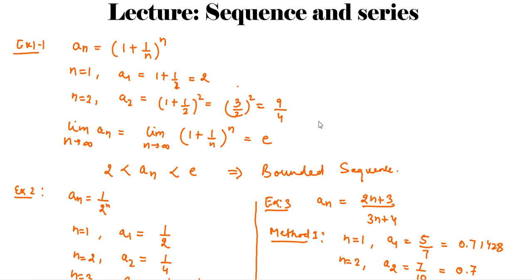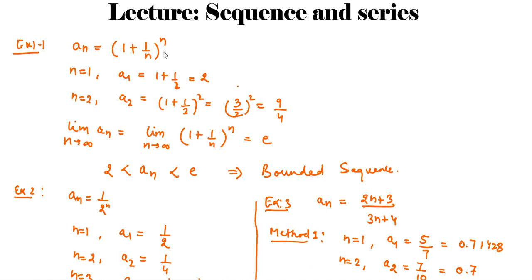Okay, so on the basis of the bounds of the sequence we can decide if it is a bounded sequence or an unbounded sequence, or bounded below or bounded above sequence, or unbounded below or unbounded above sequence. Okay, let's start with the first example.